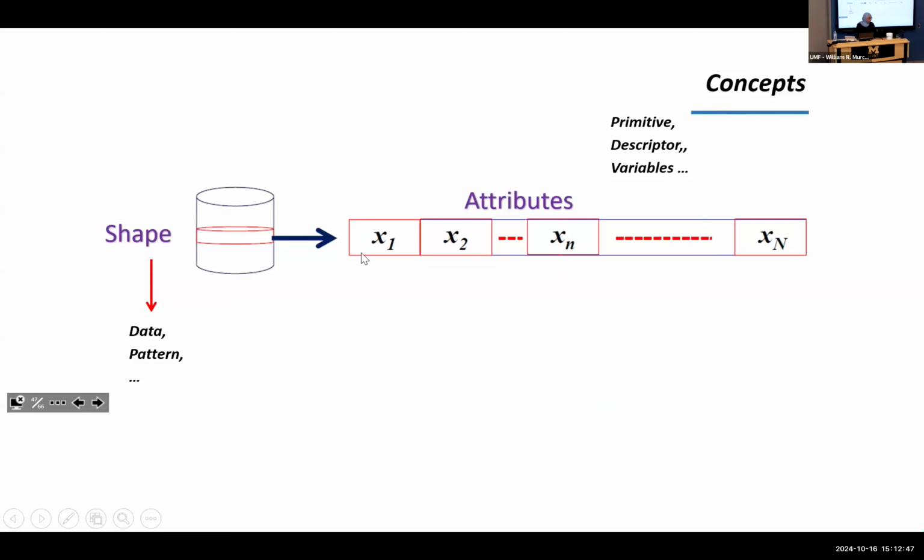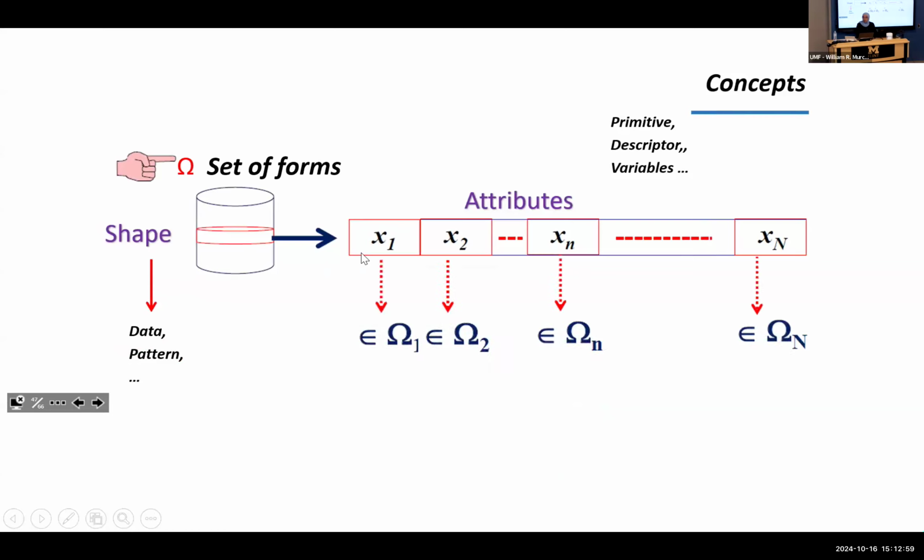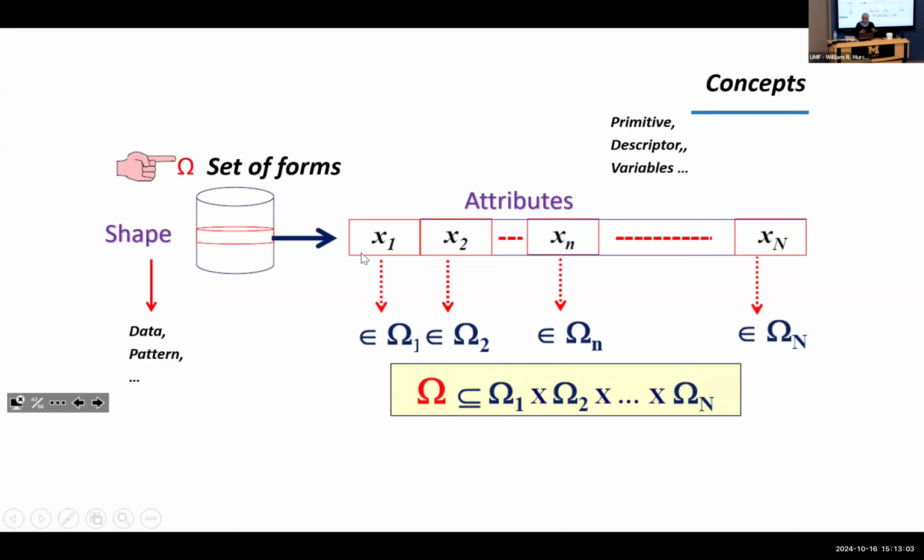What we see next is that for a shape, we can have different names for attributes, also called primitive descriptors, variables, features, or whatever. For the shapes, it's data, pattern, example, sample, or whatever as well. In this space, each attribute belongs to a subset of the forms, and this set of subsets together forms the whole set of forms, okay?